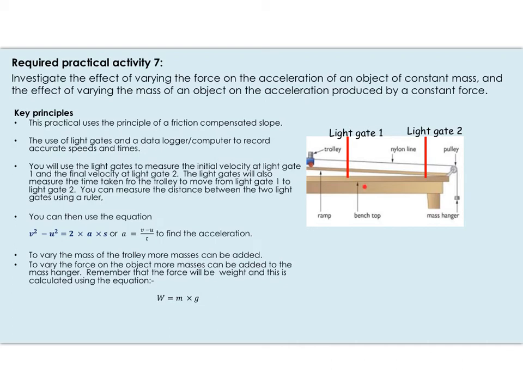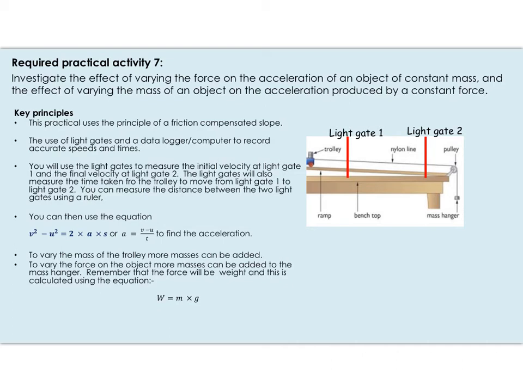Alternatively, we'll be able to measure the distance between the two light gates and then use this equation here, which is given to us on the equation sheet. We don't need to learn this one, and that's that the final velocity squared minus the initial velocity squared is equal to 2 multiplied by acceleration multiplied by displacement. We could rearrange that to get a equals v squared minus u squared over 2s, and that would allow us then to calculate acceleration from those values.